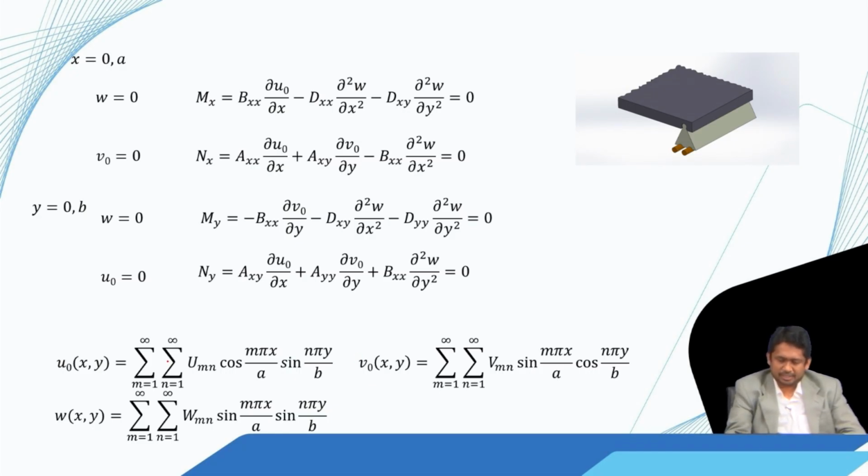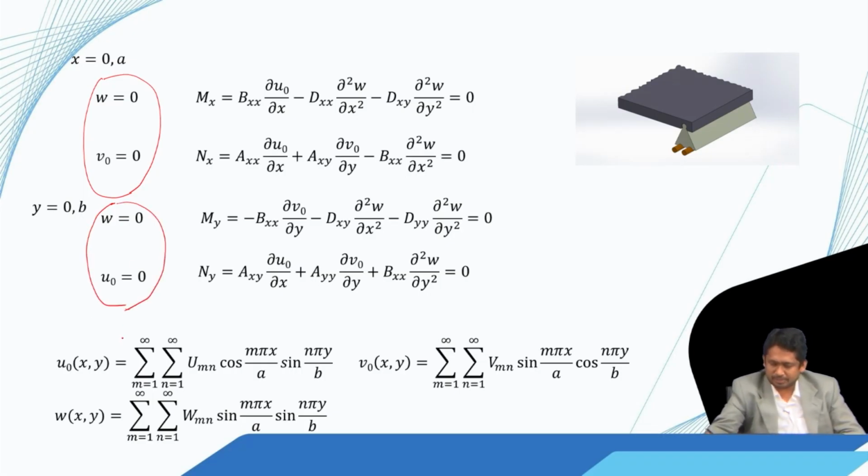So for that we need to look at the boundary conditions, because we have to satisfy both essential and natural boundary conditions. So these are the essential boundary conditions. At x equal to 0 and a, we have w is equal to 0 and v0 is equal to 0, and at y equal to 0 and b, we have w is equal to 0 and u0 is equal to 0. So the boundary condition is of this type, and this is same for all the boundaries.